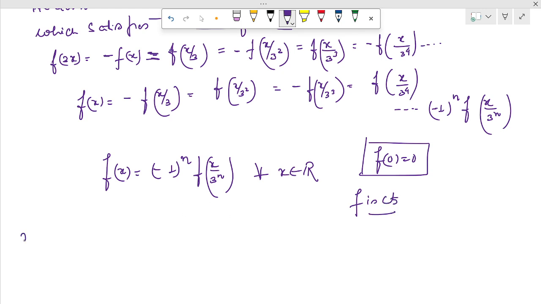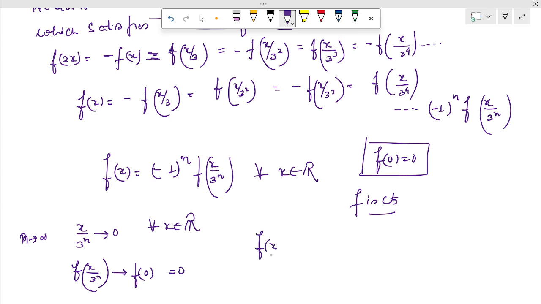Now see, as n tends to infinity, we understand x upon 3 raised to power n will tend to 0 for all x belongs to R. And from here we know that f of x upon 3 raised to power n will converge towards f of 0, since f is continuous and f of 0 equals 0. It implies what? f of x will be equal to 0 for all x belongs to R.